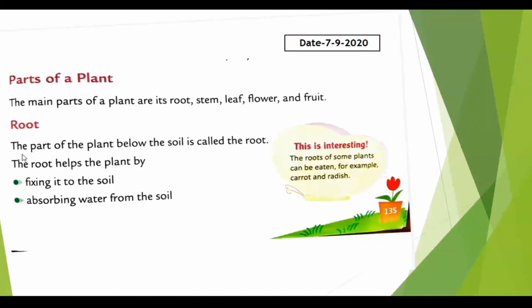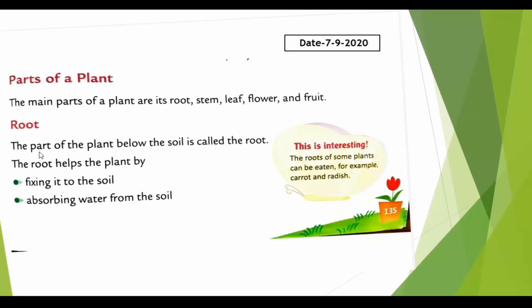Now, it's about the root. What is root? Okay, let's look at the answer. The part of the plant below the soil, underground. I repeat, the part of the plant below the soil is called the root. Children, spelling of part, P-A-R-T, part. Here, the letter R is silent. You should not say parat. That will be wrong. That is spelled wrong.